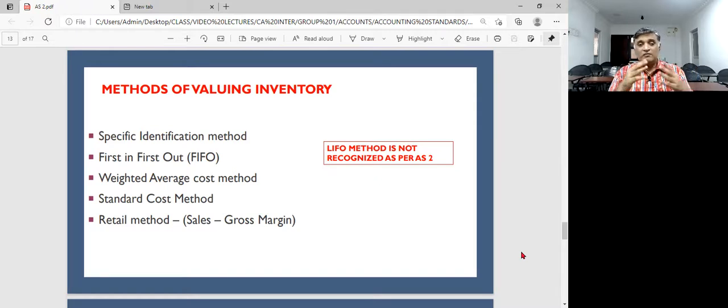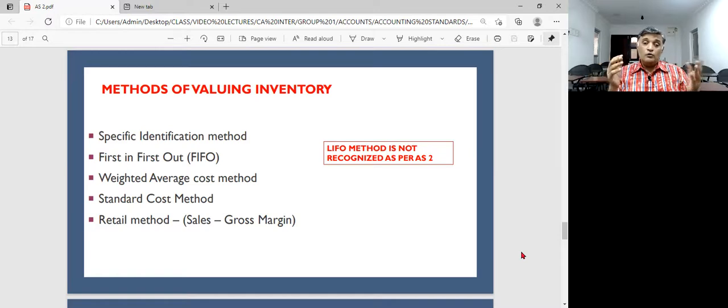Retail method is something which is very applicable in departmental stores where you have a large number of fast moving items. It is not possible to follow the specific method or the FIFO method or any other method. Because you have so many items to deal with, taking stock of inventory in real time is very difficult. So what they do, they know the selling price of the product, and the industry per se has a gross margin percentage. For example, this industry has a 20% margin or a 25% margin based on experience, right? Now from the sales, if I reduce the gross margin, will I not get the cost? So that's a very simple way of arriving at the cost.